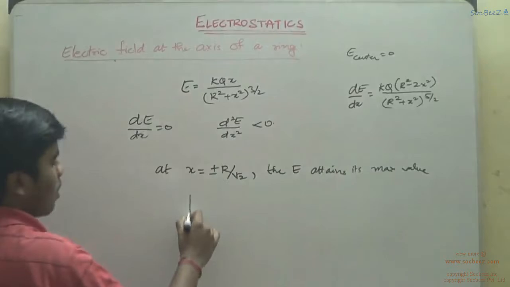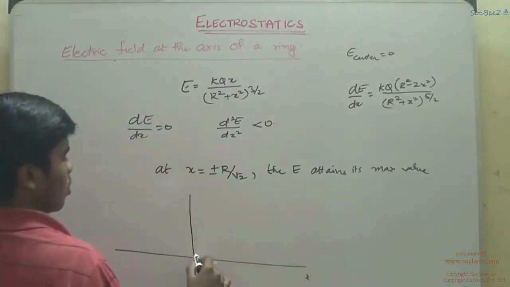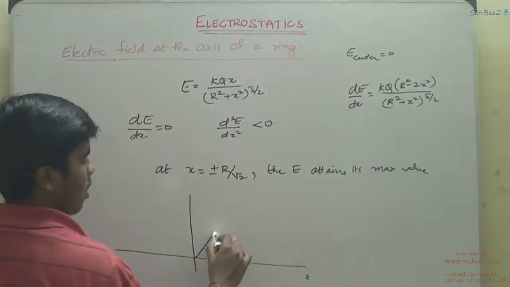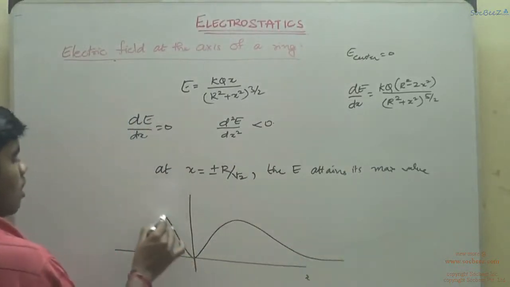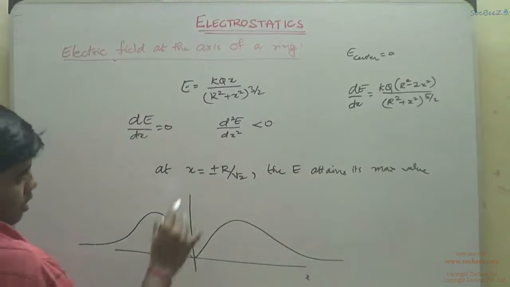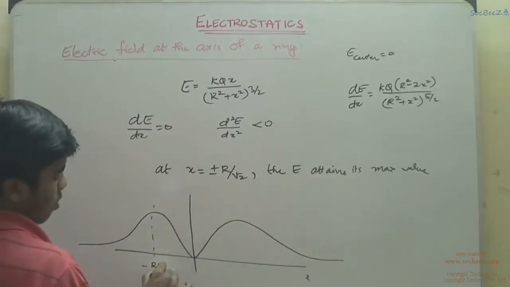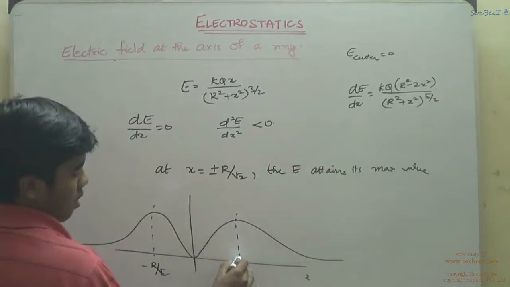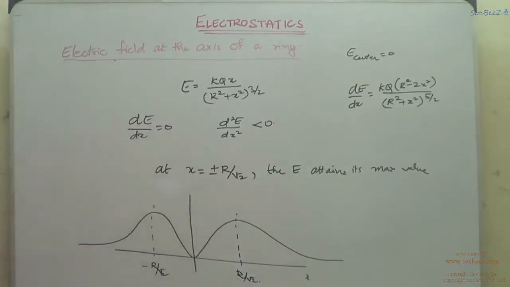Now if we try to plot the graph of electric field with x, so at center it is 0, it would come this way. It is a symmetric graph. This is minus r by root 2. This is r by root 2.